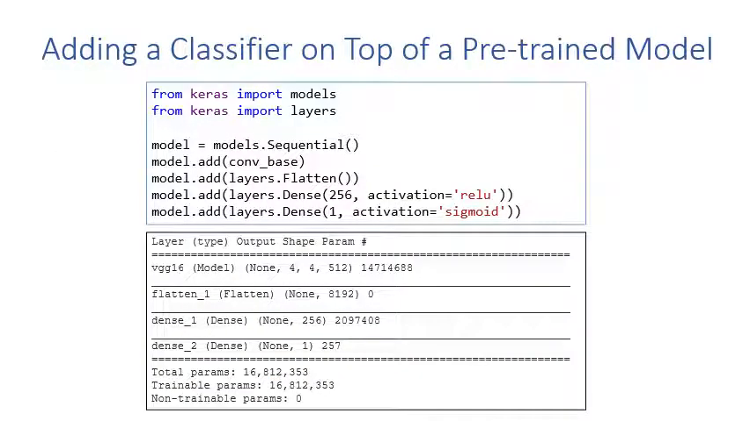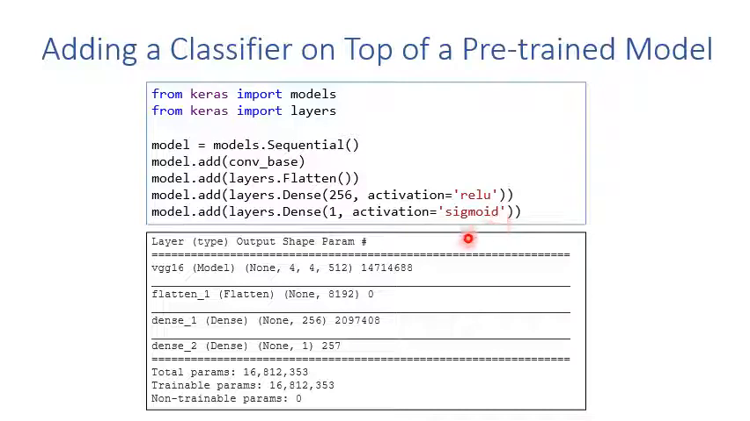Now we are ready to add a new classifier on top of the pre-trained model. The pre-trained model is saved in conv_base. So we first add the pre-trained model in our sequential model. We add the conv base, and then we flatten the feature map. Now we can add a dense layer before the final output layer. Choose the number you like. And the final layer, because we are doing binary classification, is the sigmoid function.